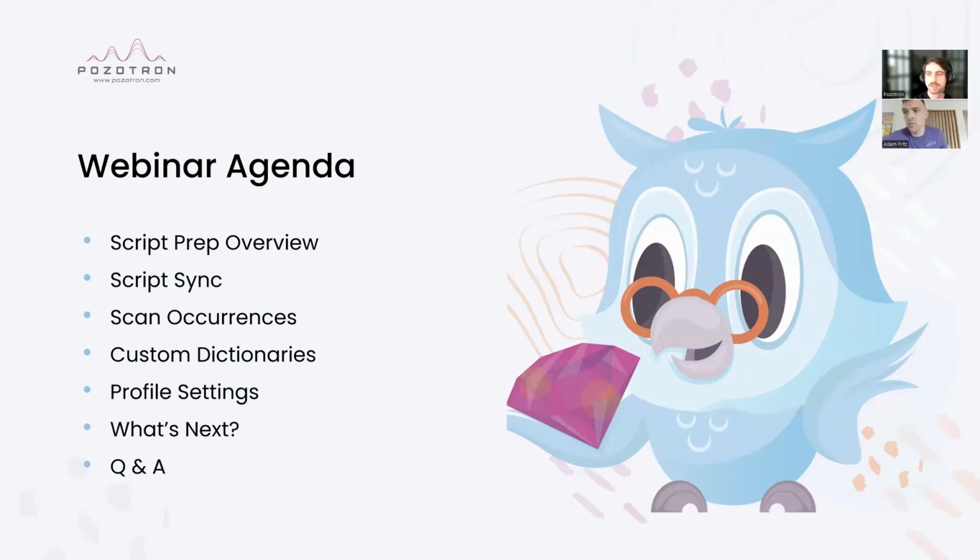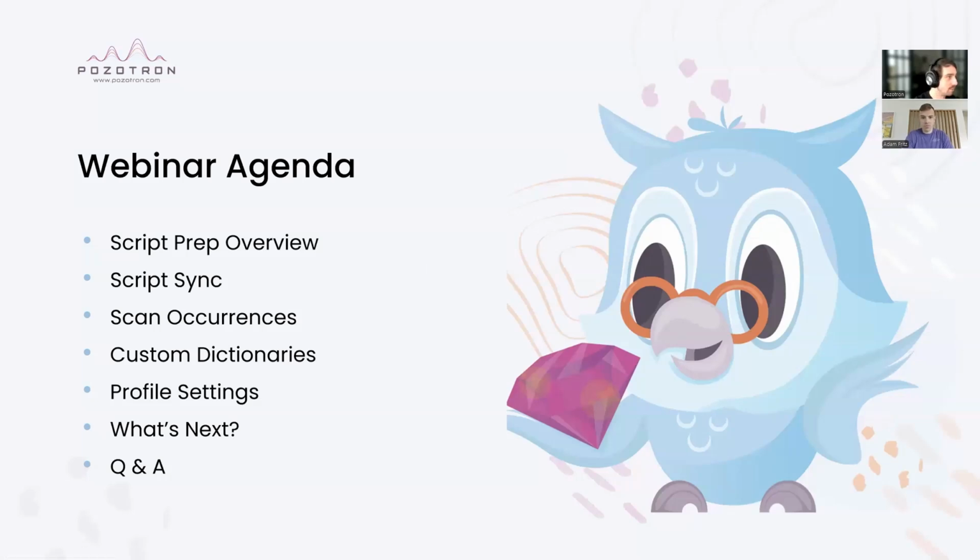Then the custom dictionaries, so how to build your own Pozotron database with all of your research words and characters from all of your previous projects, as well as project sharing and how you can use that data again and again. I'll be covering the profile settings just to make things a little easier for you, and also a what's next category, where Adam will be talking about our development roadmap and what we have planned for the script prep tools in the near future. It's a lot to go through today, so we should probably get started.